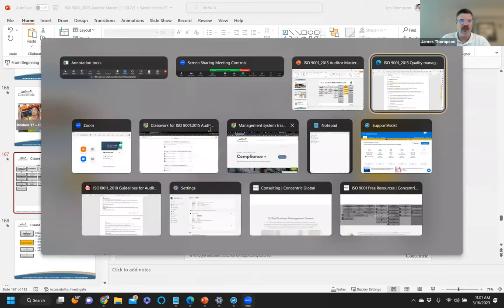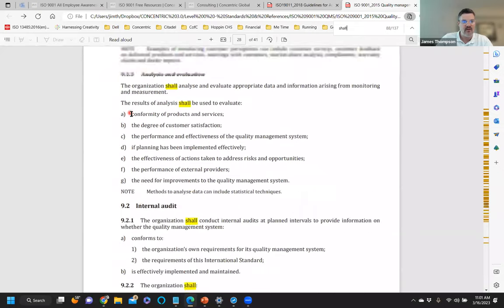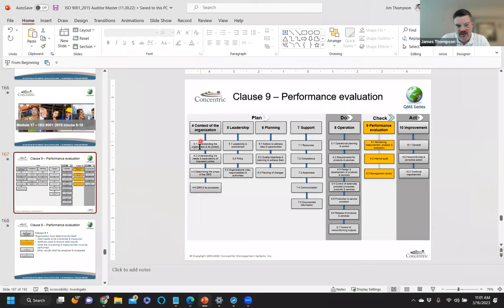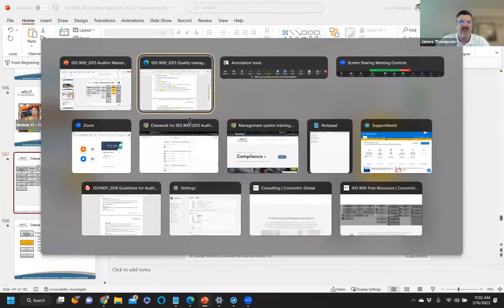Going over to the standard here, we see 9.1 is a general overarching blanket or umbrella for monitoring and measurement, analysis and evaluation. Just a tip, typically in the standard, when we see these 4.1, the point ones, in most cases the point ones are almost a summary or an umbrella for the subsequent clauses underneath that. So we see that here.